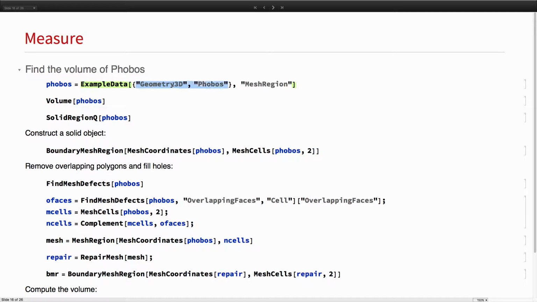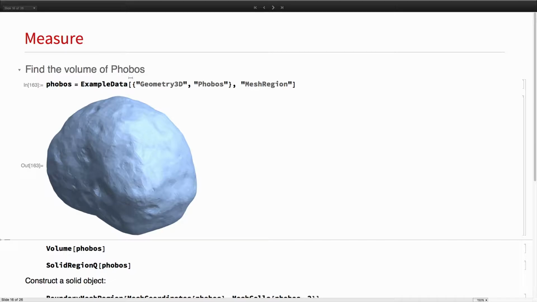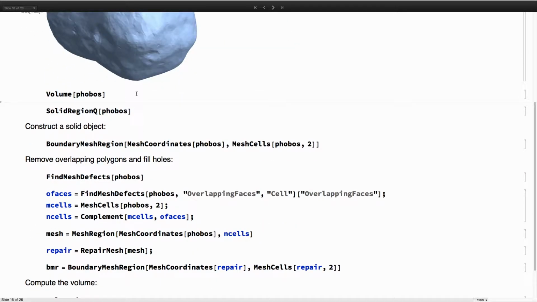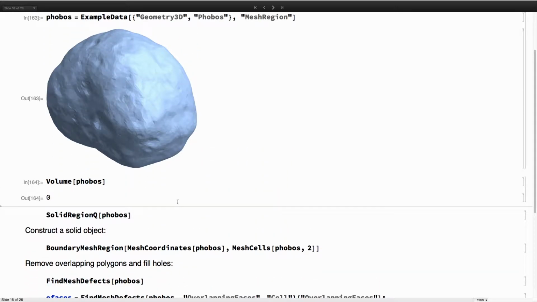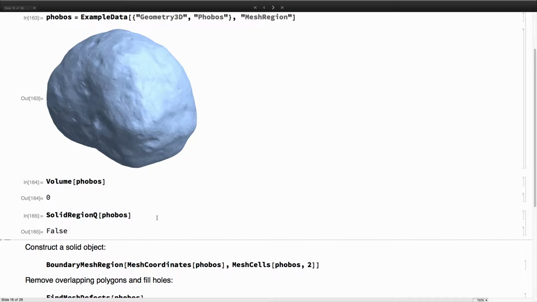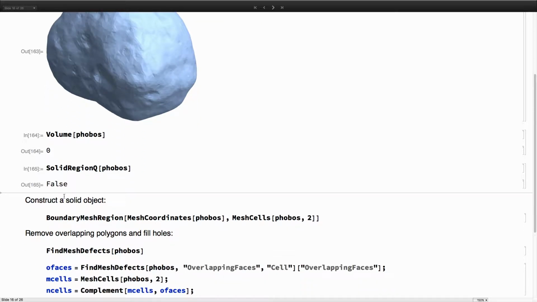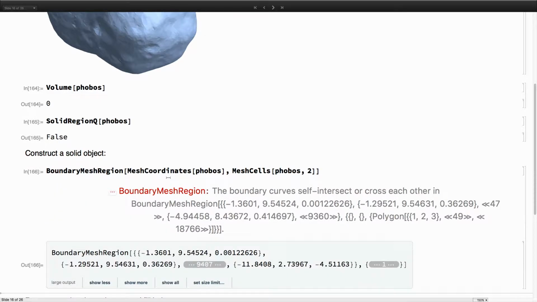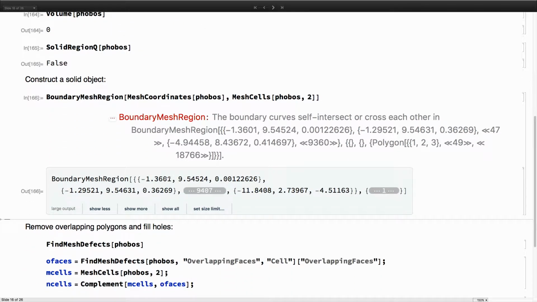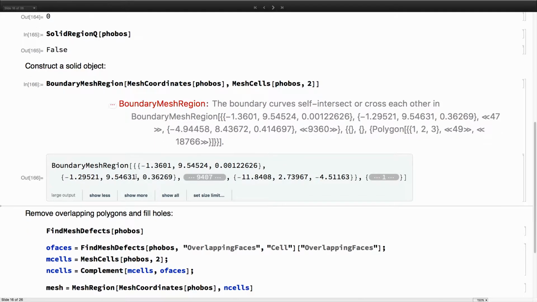And here's another similar problem, but now we want to find the volume of Phobos, which is a satellite of Mars. But if it's from example data, and you do Volume, it gets 0. Why? We saw such a similar example previously. It's not a solid region. So I try to do the same thing I did, but it cannot construct a boundary mesh region. That means there is some defect.